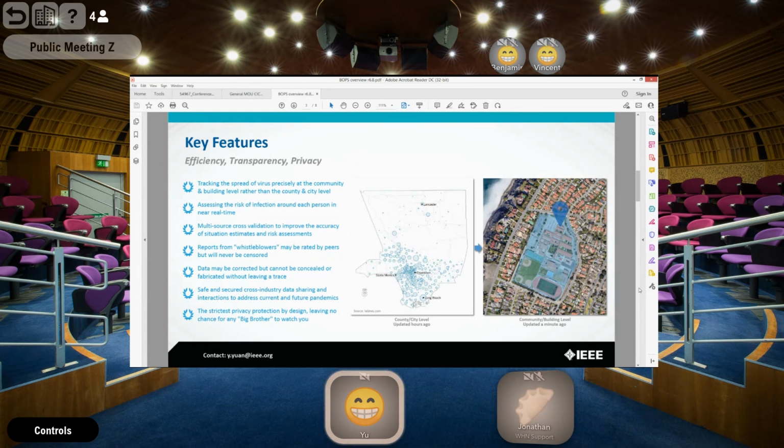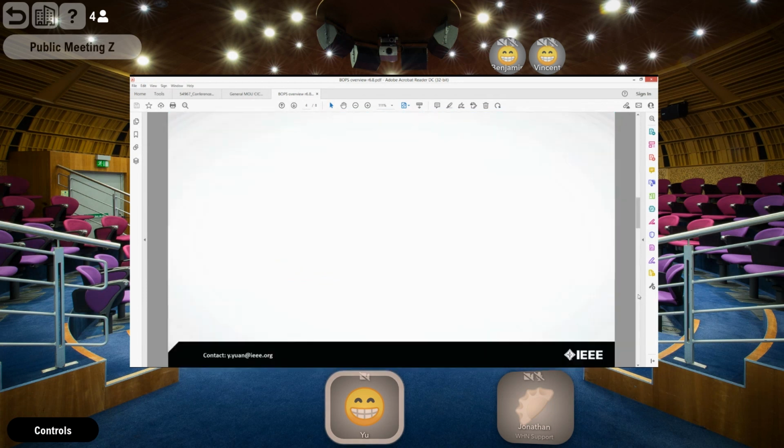Lastly, we will have strictest privacy protection by design, so that there's no chance for any big brother to watch you, even if you are committing your personal travel data to the system. You will not be watched by any big brother. So these are the key features of our system.